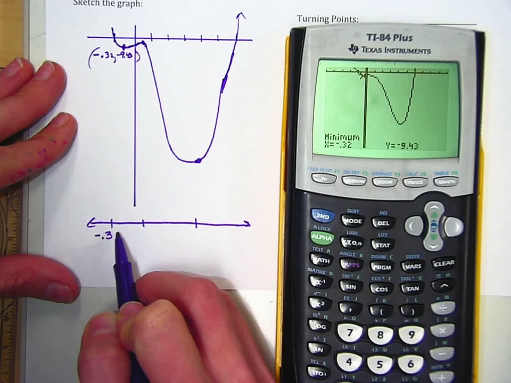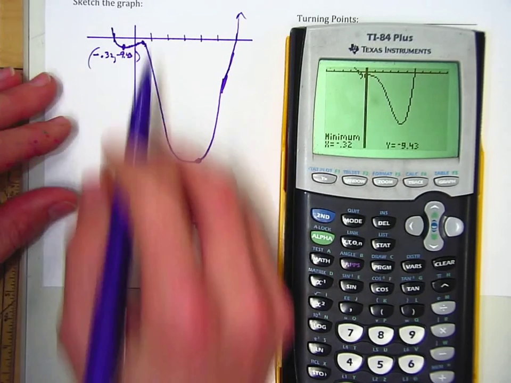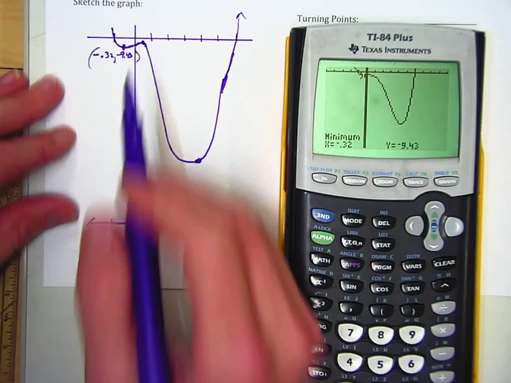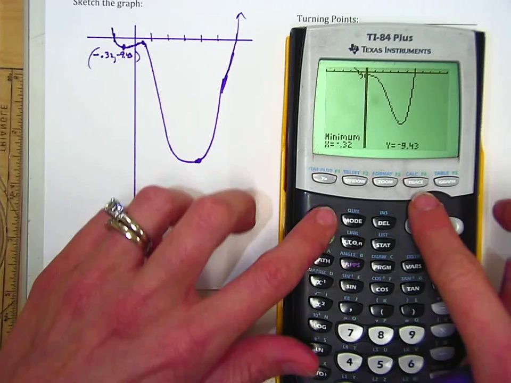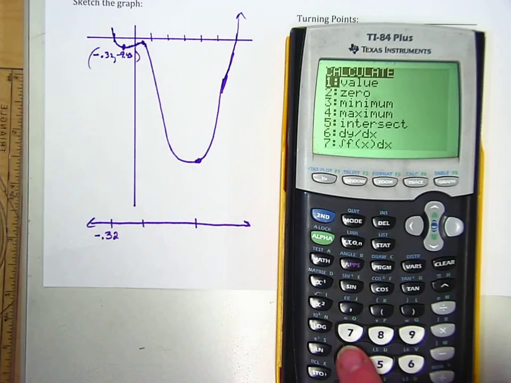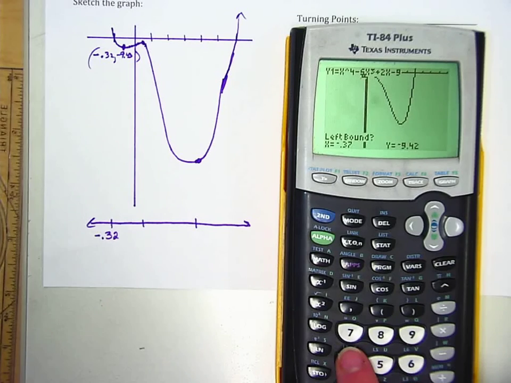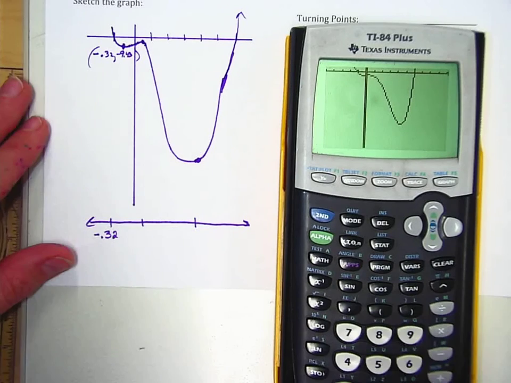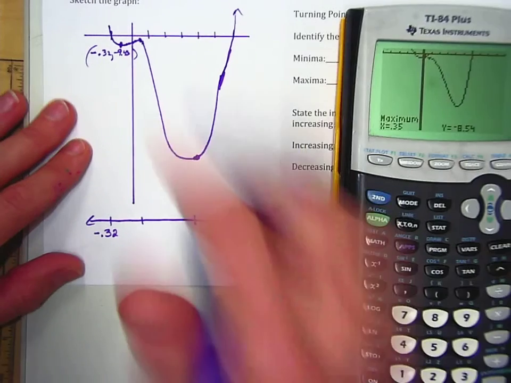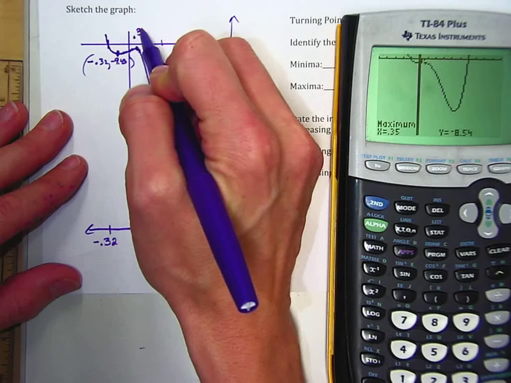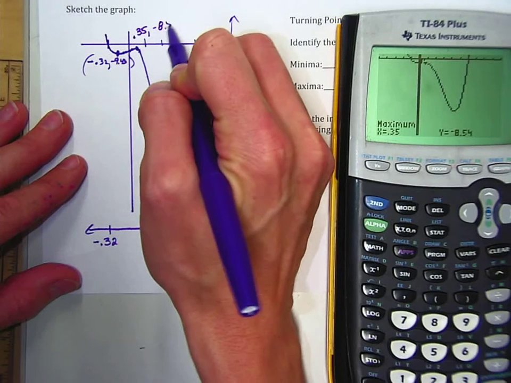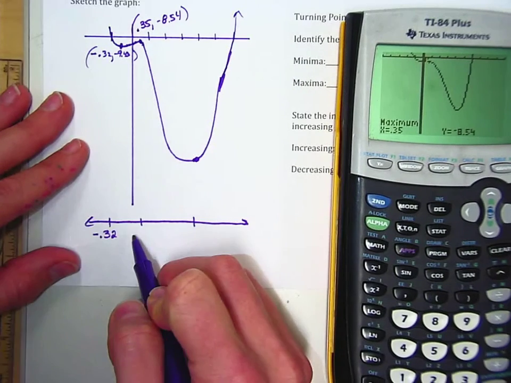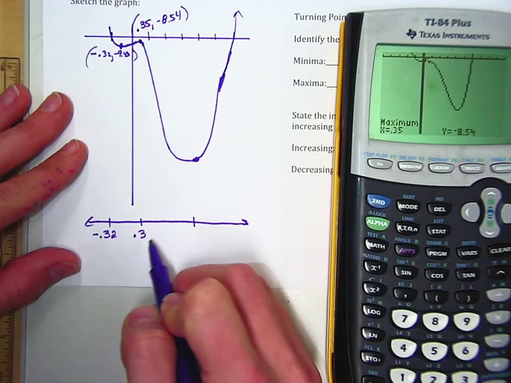-0.32. Okay. This is a max, and so what I'm going to do is go second, trace. Maximum is 4, so I'm going to press 4. And this is in between 0 and 1, so left bound 0, right bound 1. And then we get, for this one, 0.35 and -8.54. So down here I'm going to put the x value of that, so 0.35.